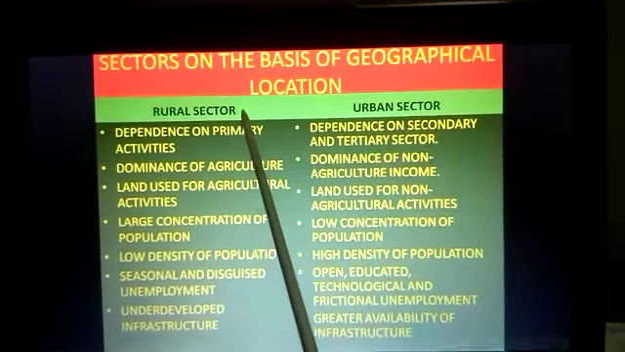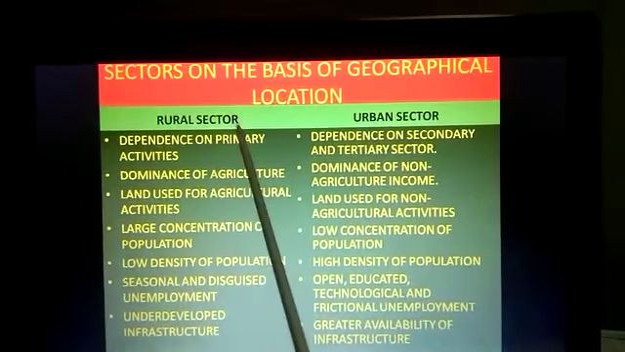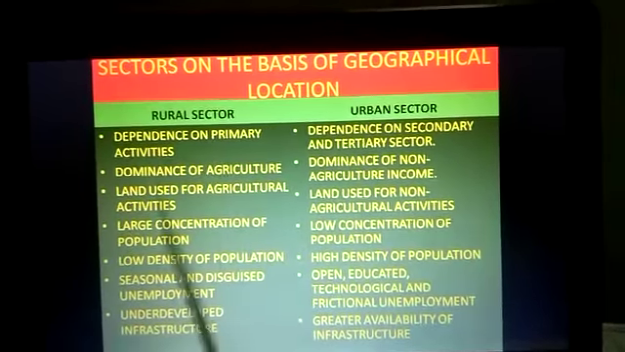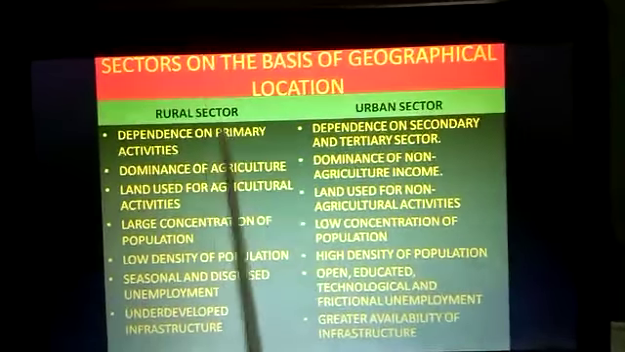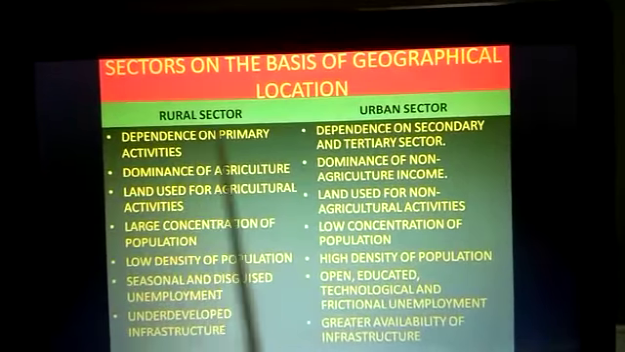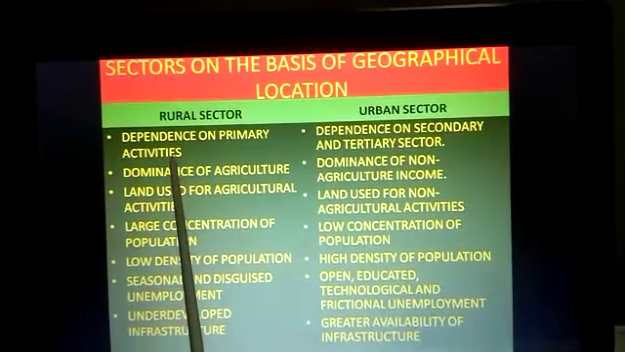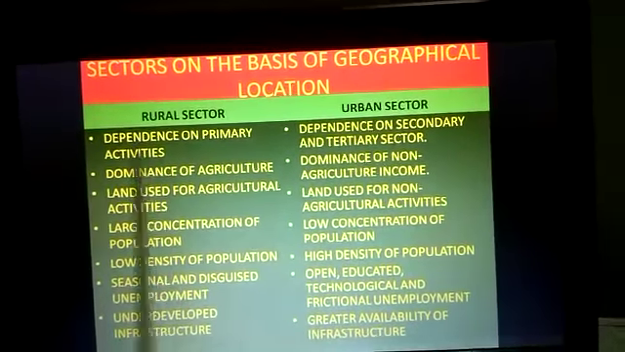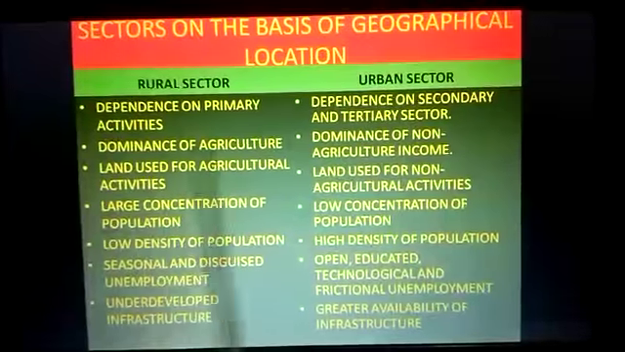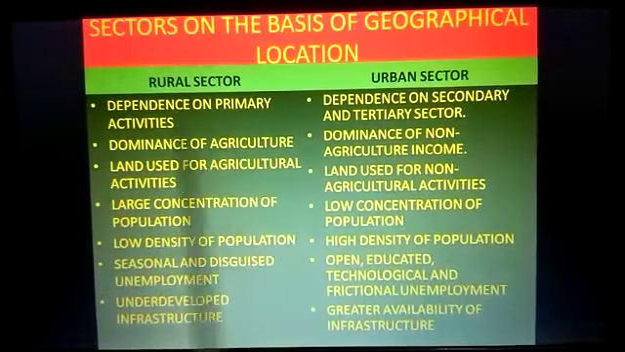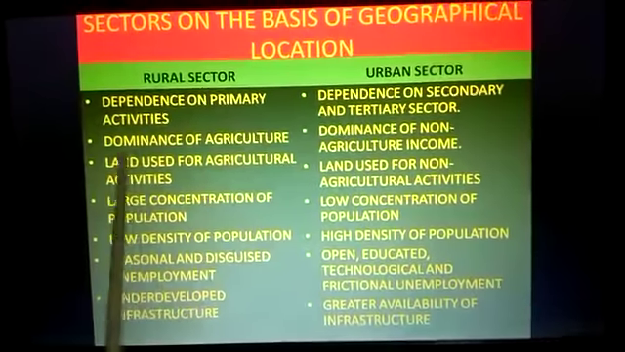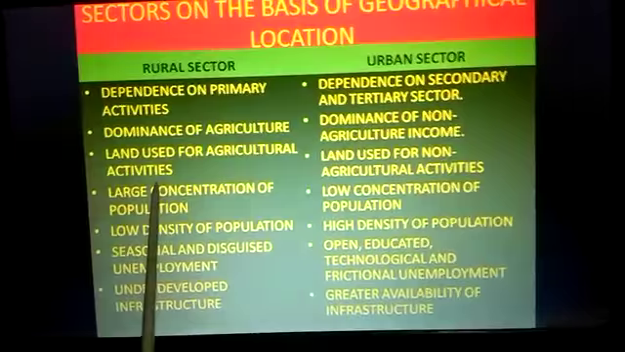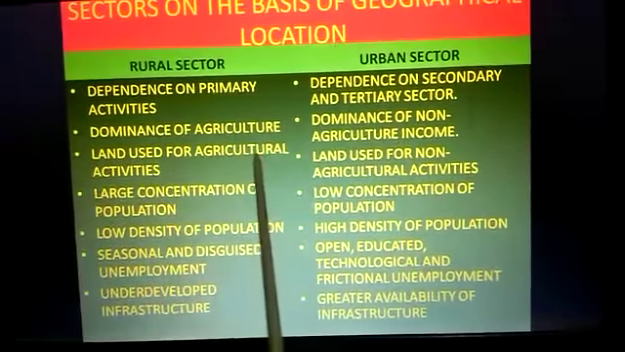Based on the factor that it is set up in an underdeveloped area, its features are defined. A rural sector is one in which there is maximum dependence on primary activities. Primary activities means agriculture. Most of the people depend upon the agricultural sector, dominance of agriculture. Land there is basically used for agricultural activities, growing crops, processing the crops, etc.